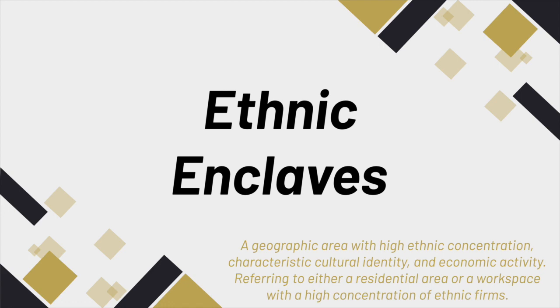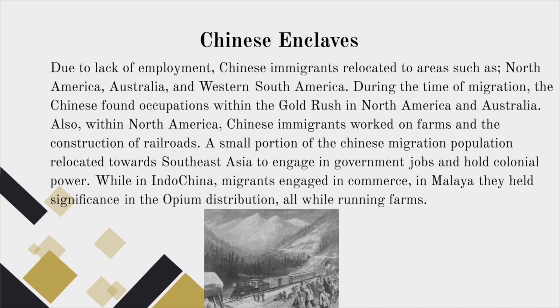Ethnic enclaves. Due to lack of employment, Chinese immigrants relocated to areas such as North America, Australia, and Western South America. During the time of migration, the Chinese found occupations within the gold rush in North America and Australia. Also, within North America, Chinese immigrants worked on farms and the construction of railroads.